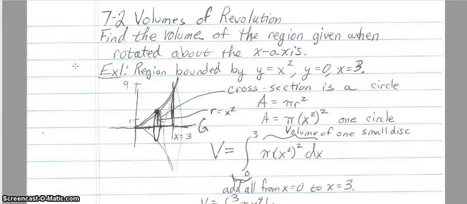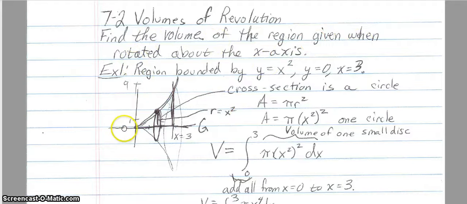Okay, so looking at the notes you've got in front of you, volume of revolution. What we're going to do is take some region and rotate it about an axis. Just spin it around. So what we're looking at right now to get started is a region rotated about the x-axis.